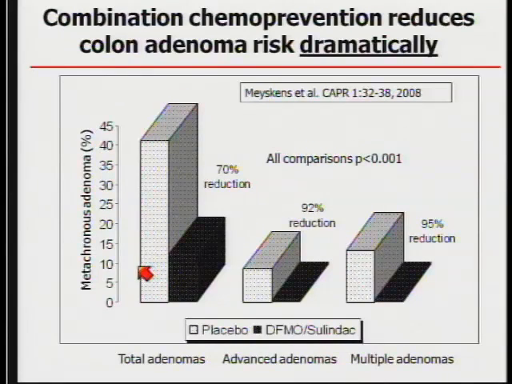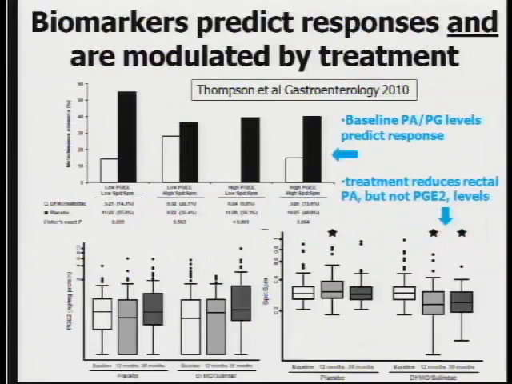If NSAIDs have non-cyclooxygenase effects, maybe there are other effects that are caused by these drugs. And in terms of looking at genetics, so for predictive markers, you should be thinking about something else. This is from a paper that one of my colleagues, Patty Thompson, recently published in Gastroenterology, that is an analysis of the biomarkers in the tissues documenting that the targets of these drugs, these are the polyamines.